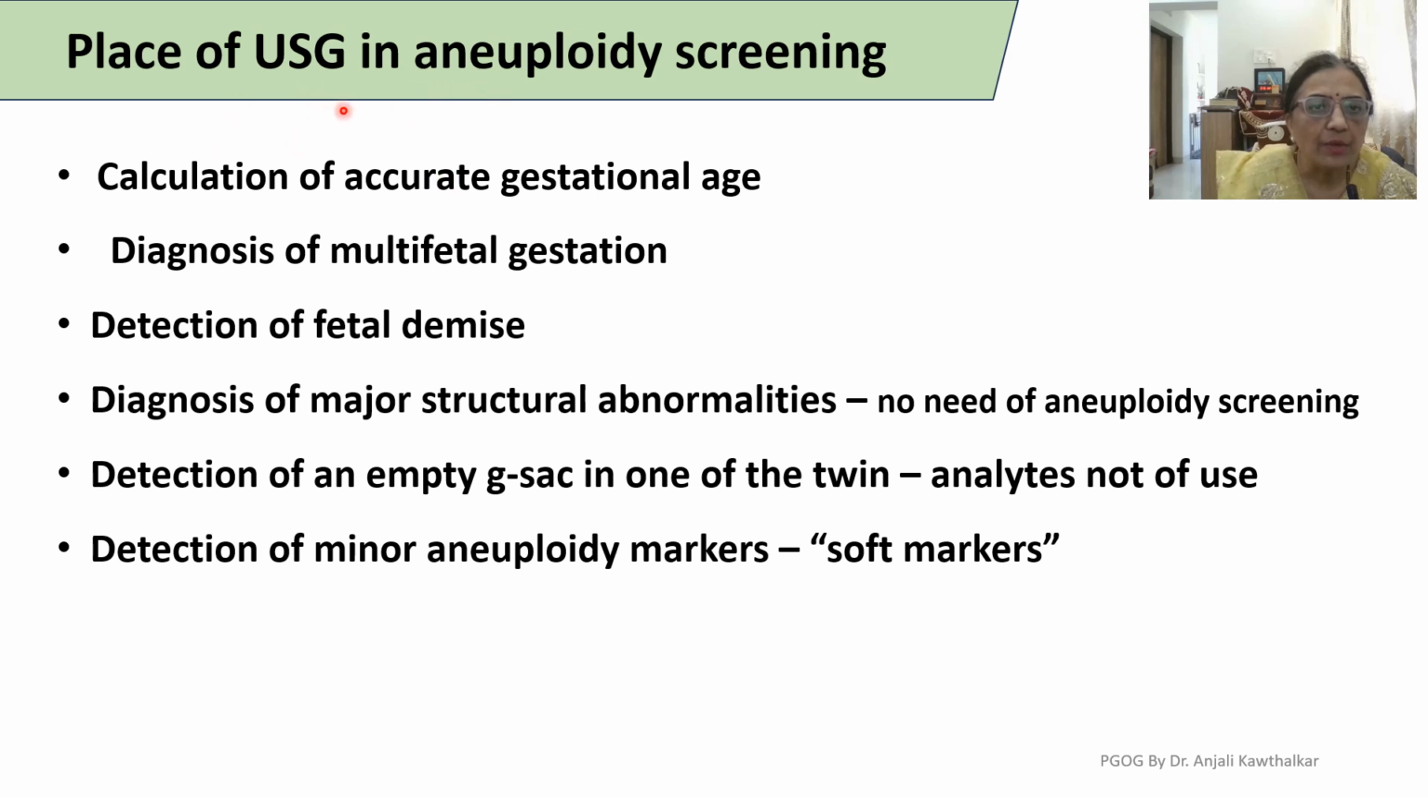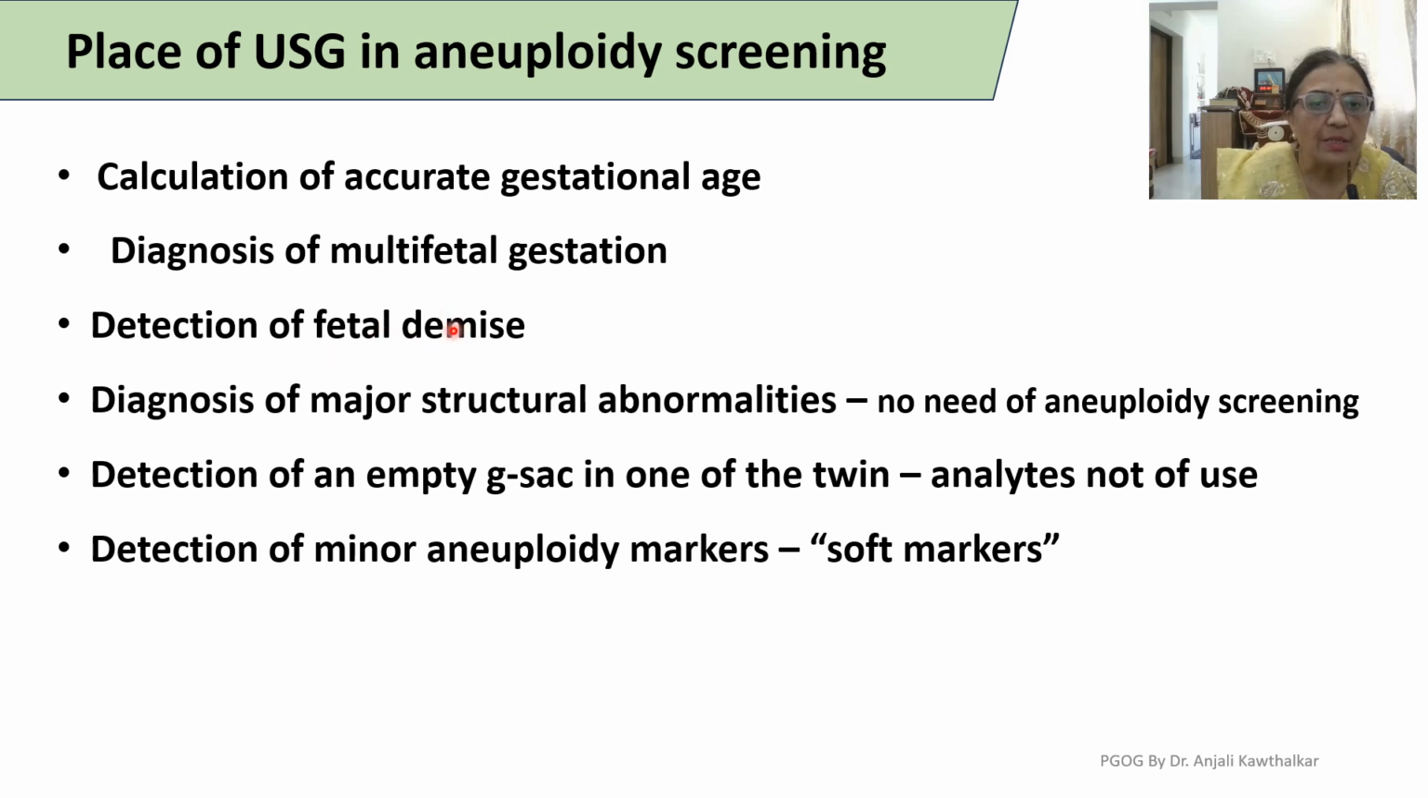What is the place of ultrasonography in aneuploidy screening? Ultrasonography helps us to calculate the accurate gestational age, because all these analytes, such as HCG, estriol, maternal serum alpha fetoprotein or PAPPA, change in level from week to week, and that is why it is very important to calculate the gestational age accurately. That will improve the accuracy of our testing. Diagnosis of multifetal gestation is also possible by ultrasonography, so that we know the accuracy of our screening is less.